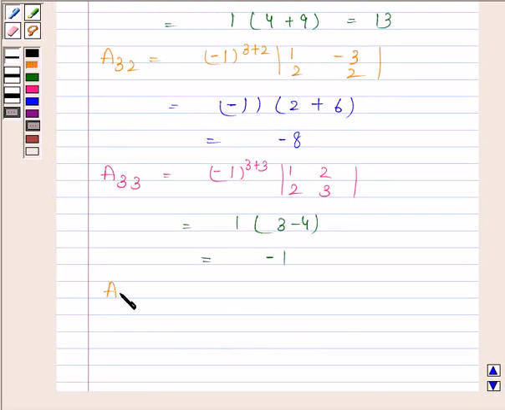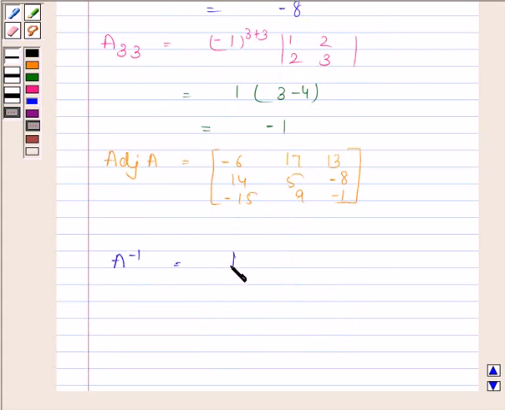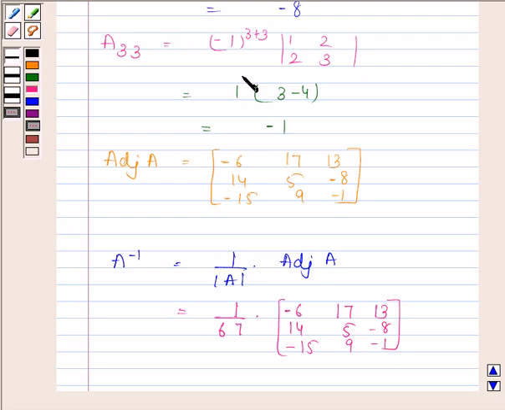Adjoint A is equal to a 3 by 3 matrix in which elements are minus 6, 17, 13, 14, 5, minus 8, minus 15, 9, minus 1. A inverse is equal to 1 by determinant of A into adjoint A. Determinant of A is 67, so we have 1 by 67 into adjoint A, which is a 3 by 3 matrix in which elements are minus 6, 17, 13, 14, 5, minus 8, minus 15, 9, minus 1.